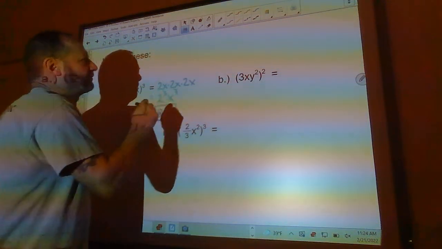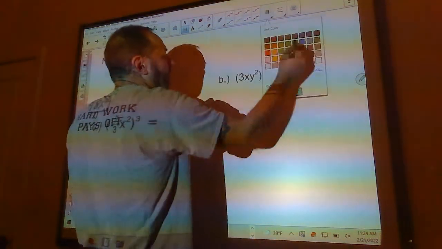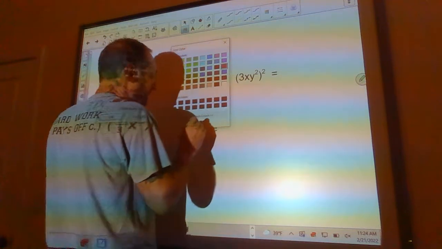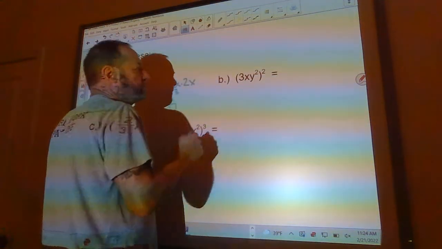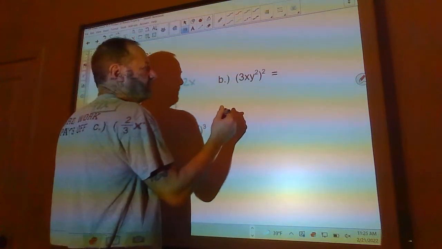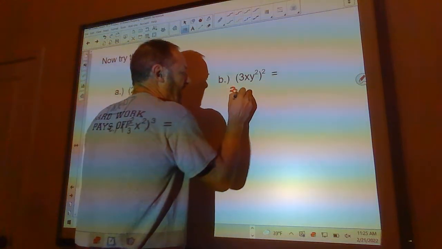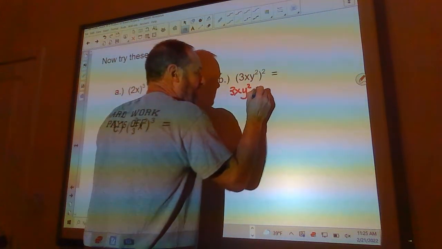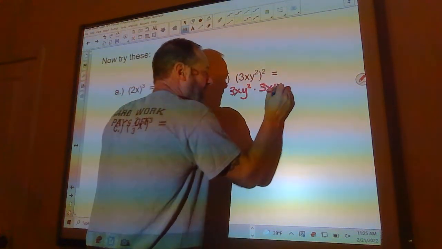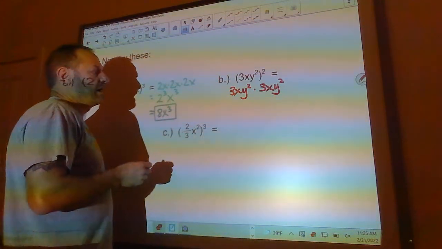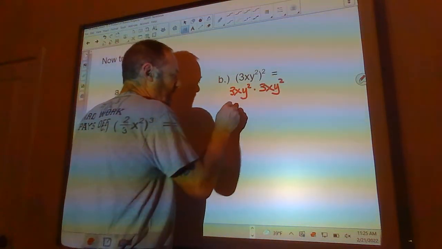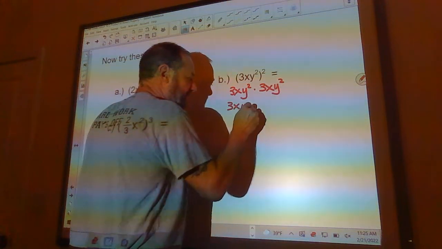Okay, this one's a little tricky. I didn't give you one like this before. But if you just go by what this actually means, remember this is 3xy squared times 3xy squared. And if you remember, y squared is just y times y, right? So you could write this out like this.